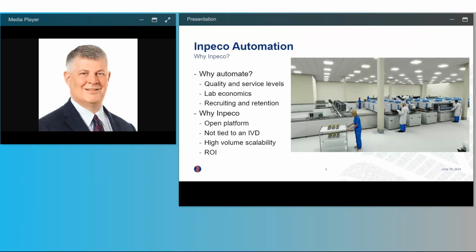Their ability to connect multiple IVDs, to do it relatively simply, and continued growth in that area was very important to us. Their high volume scalability: we have a reasonably high volume laboratory, and knowing that they have connected and automated laboratories that even have more volume than we do gives us that scalability for the future, which was very important to us. And then finally, the return on investment.